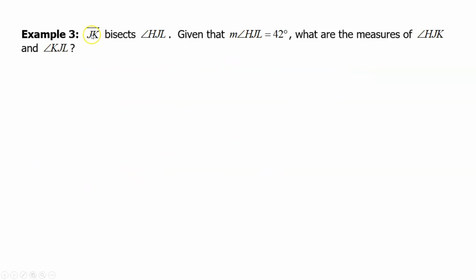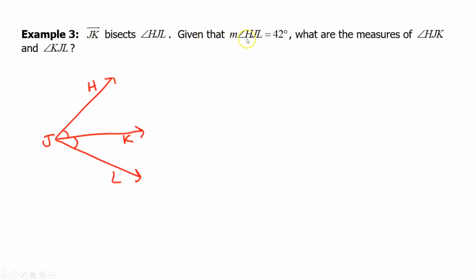Okay, so let's try this example together. We have JK bisects angle HJL. So let's draw this out. We have angle HJL, and then we know that JK bisects that angle. I'm going to mark that using swoops. So I have a swoop here and a swoop here, and those swoops tell me that this is an angle bisector because these two angles are congruent.